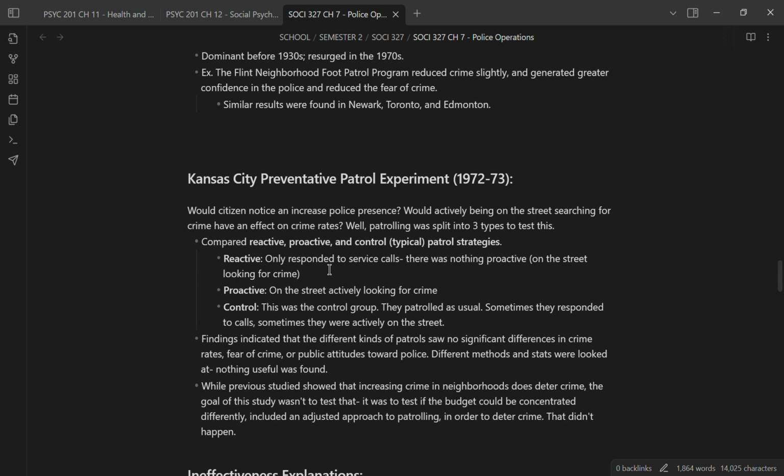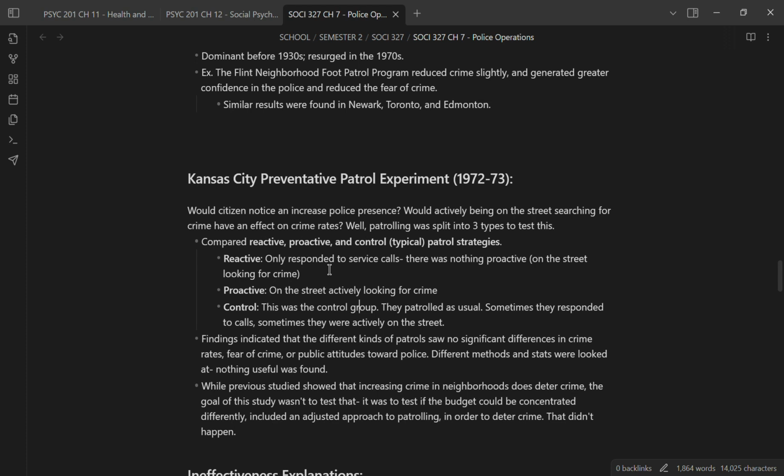Unfortunately, the findings were kind of inconclusive. Actually, they weren't inconclusive at all. We saw no significant difference in crime or anything around crime. And we looked at a bunch of different methods to determine that. And yeah, nothing was conclusive.